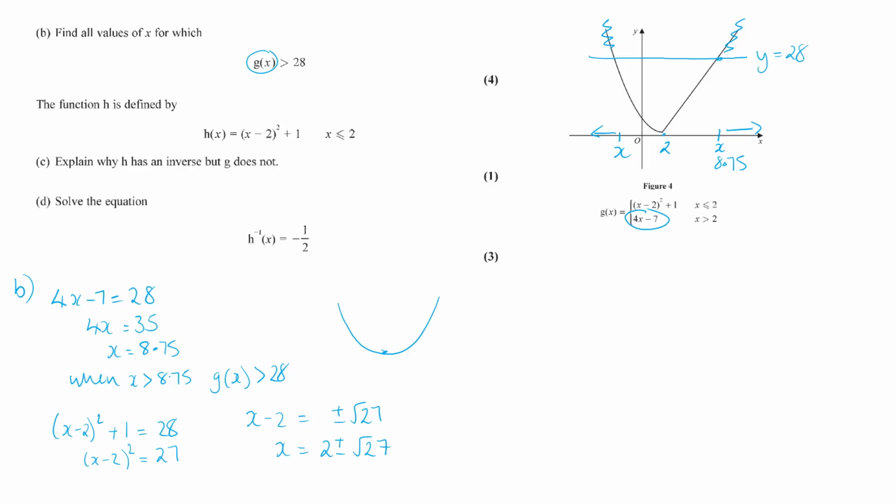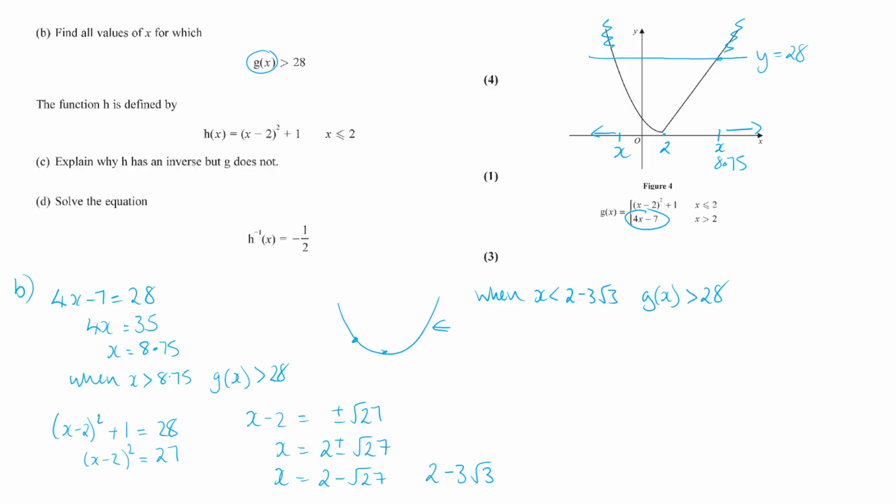So obviously the 2 is going to be there, the 2 plus the root 27 is going to be the other one on this side. We actually want the one on this side, so x is going to equal 2 minus root 27. So we can simplify that third and say it's 2 minus 3 root 3. So I do it here. When x is less than 2 minus 3 root 3, then g of x is going to be greater than 28.